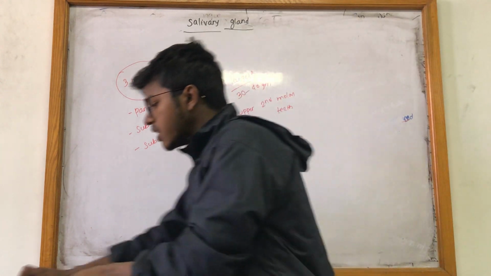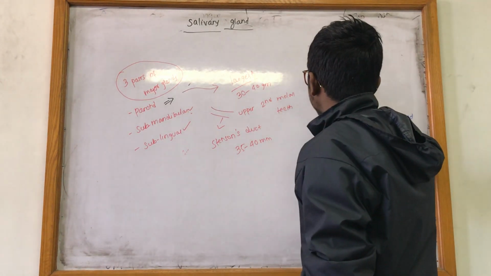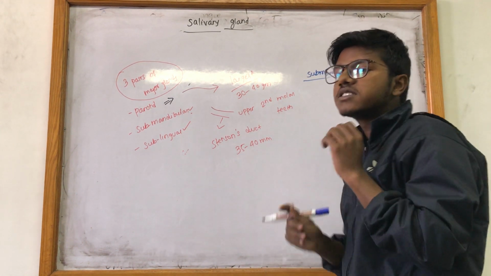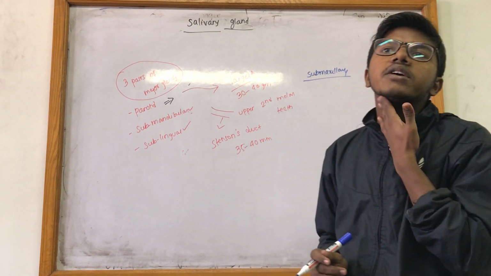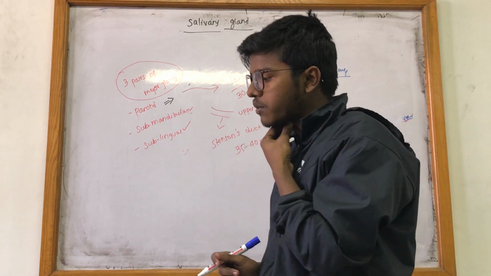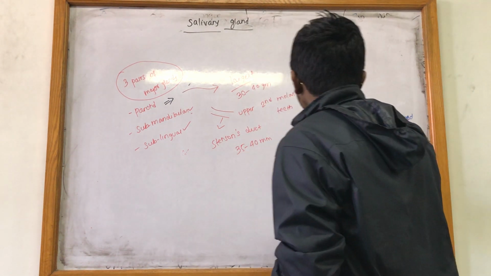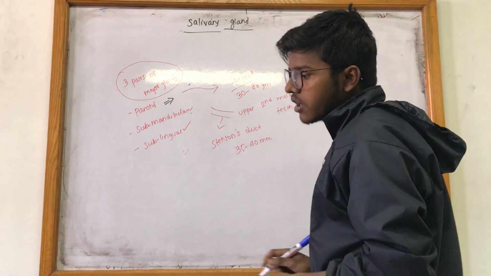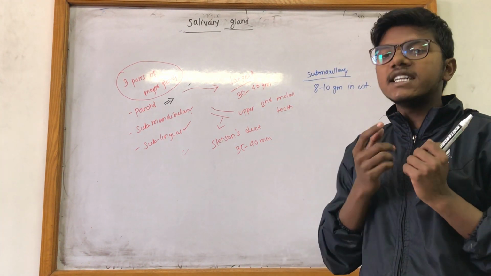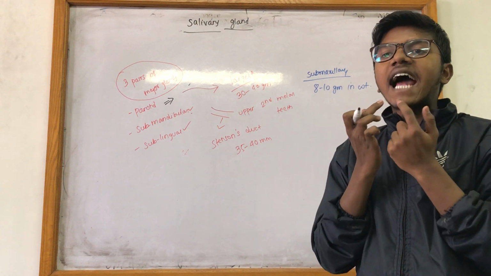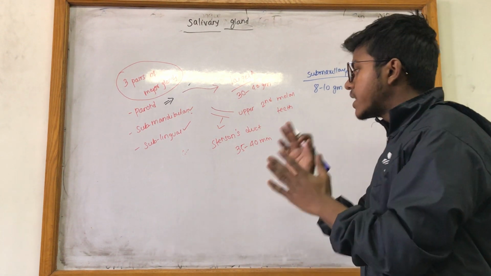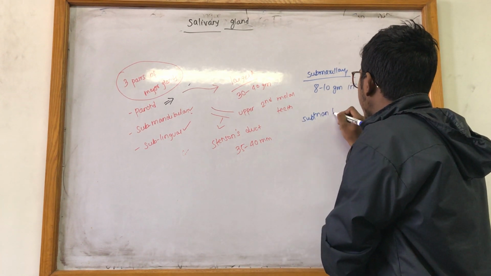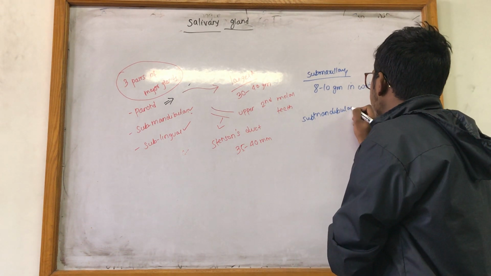Now the second one is the submaxillary or submandibular gland. It is situated in the submaxillary triangle, medial to the mandible. It is 8 to 10 grams in weight. The secretions of this gland are drained at the side of the frenulum, which I have discussed in the structure of the submandibular or mandibular caruncula.